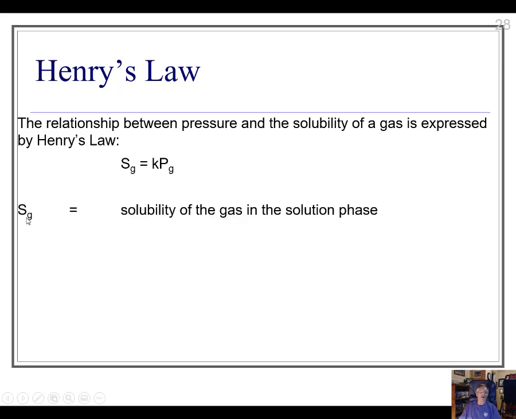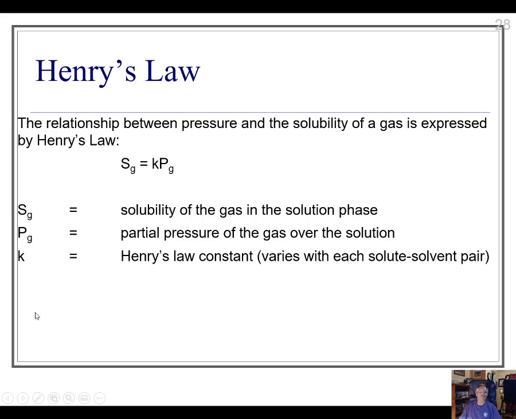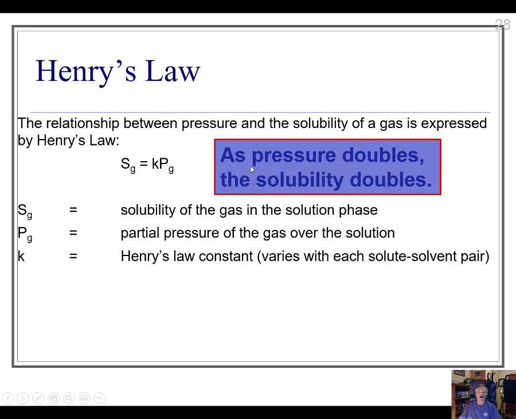So S subscript G is the solubility of the gas in the solution phase. That's the dissolved gas. Here is the partial pressure of the gas over the solution. K is the Henry's law constant, and it's unique to every solute-solvent combination. But this is the bottom line: as the pressure increases, the solubility of the gas increases, and it's really not difficult to understand.